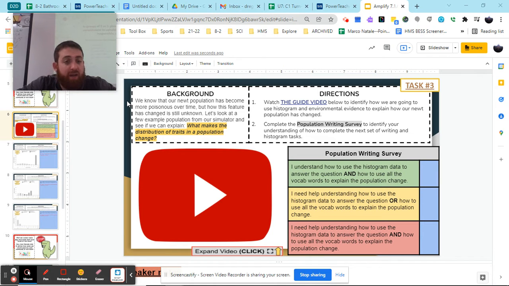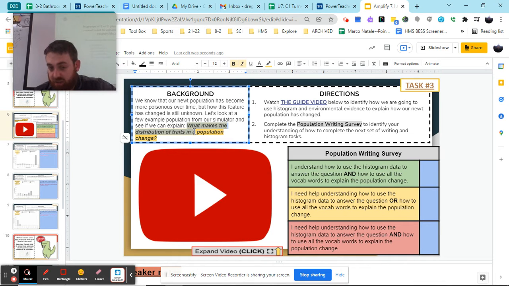Today we're going to be looking at a set of tasks that are going to have us writing about different populations and what's making the distribution of traits in those populations change. So we're going to have three tasks here where you have to apply everything you know about histograms and changing populations to explain what makes the distribution of traits in a population change. We're going to look at understanding how to use the histogram data to answer this big question for our three different tasks, along with how to use our vocab words to explain the population change.